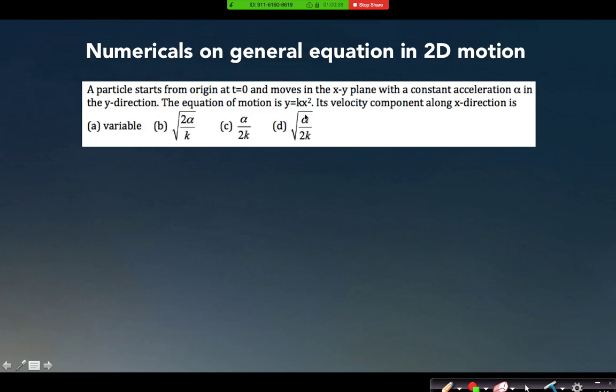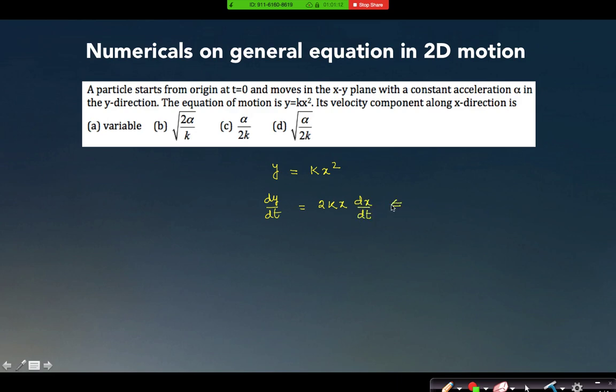And the equation of trajectory is given as y equal to kx square. You need to find the vx or the x component of the velocity. If I write that equation of trajectory once, y equal to kx square, and if I differentiate this with respect to time once, what I will get is dy by dt is equal to twice kx into dx by dt.